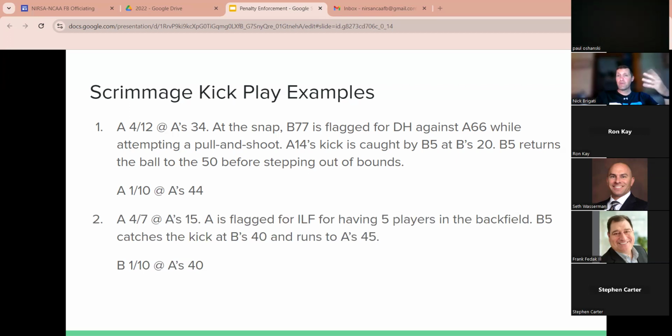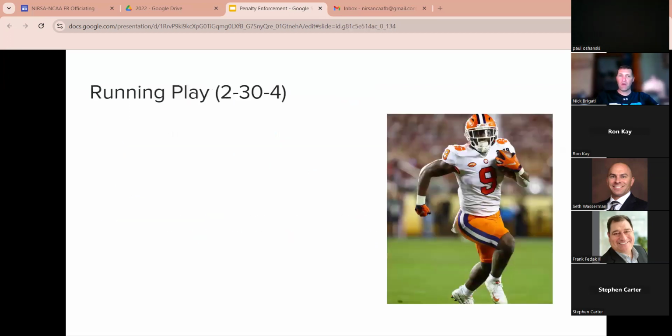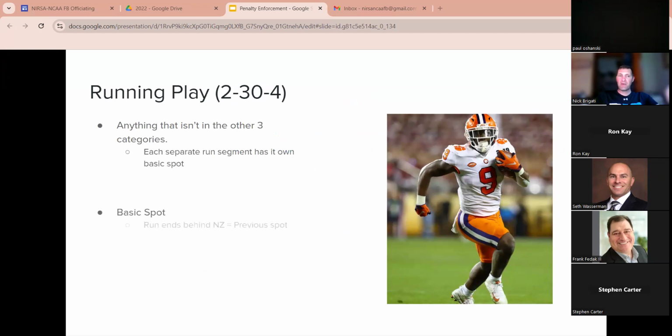So 3 of the 4 types we've talked about: pass play, free kick, scrimmage kick, and then we have running play, which is just everything else. Everything else is a running play. And we know that each separate run segment has its own basic spot, but the basic spot when the run ends behind the neutral zone is the previous spot, and if the run ends beyond the neutral zone is the end of the related run.